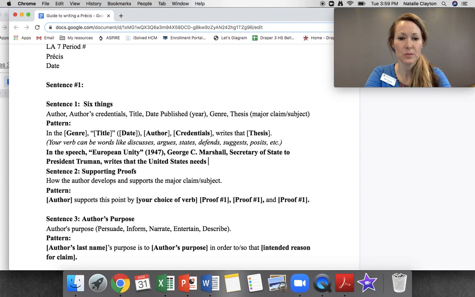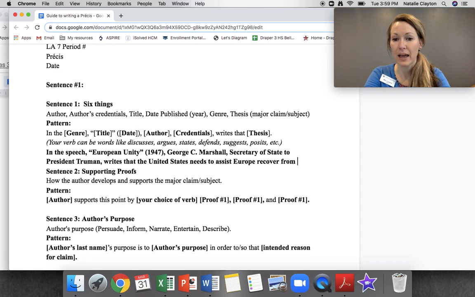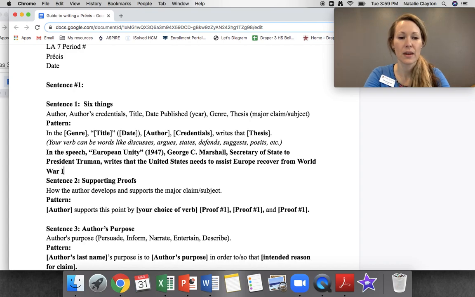Needs to assist Europe recover from, we'll write the whole thing out. We could do it like this, WWII, which is Roman numeral 2, or World War, and then capital I, Roman numeral 2. There's your first sentence. So in the speech, European Unity, 1947, George C. Marshall, Secretary of State to President Truman, writes that the United States needs to assist Europe recover.